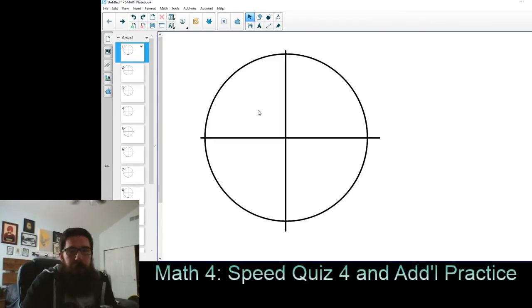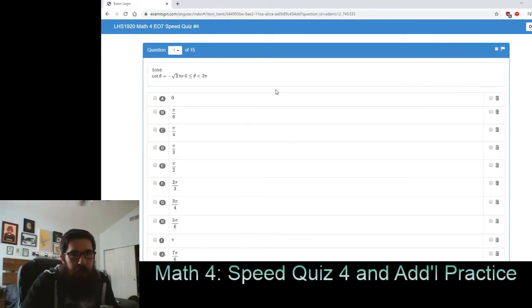So, I pulled up, what is it? Speed quiz number 4 here. So basically, just work, and again, you don't have this one. You have 1, 2, and 3 in a mega. If you need more, let me know. But I don't know how many people have gone through that many.